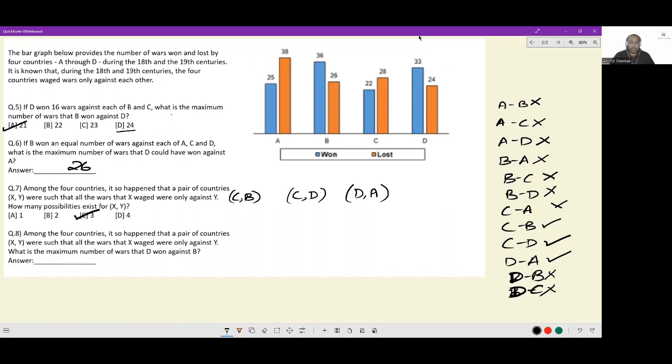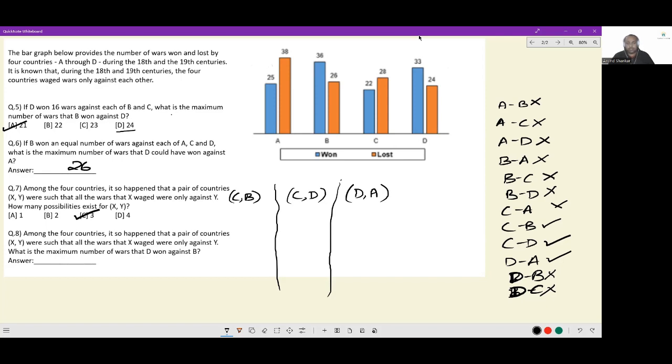Last question. Among the four countries, it so happened that a pair of countries X, Y were such that all the wars that X waged were only against Y, which is to say, the previous question condition is in play. What is the maximum number of wars that D won against B? Okay. Now look at it. In this case, we will look at all these three cases and work it out.